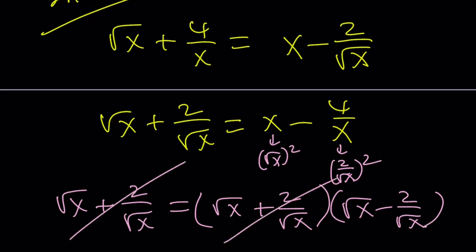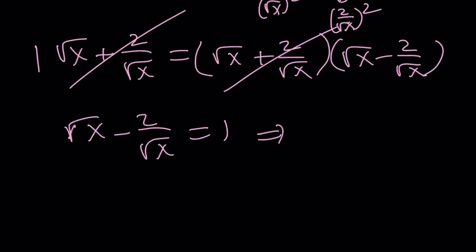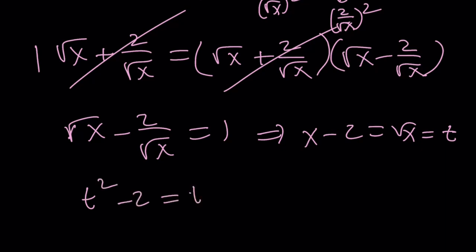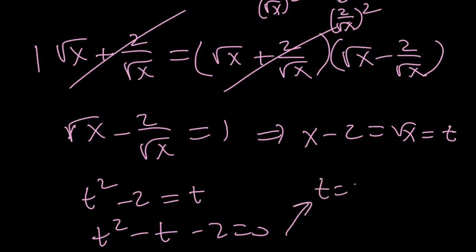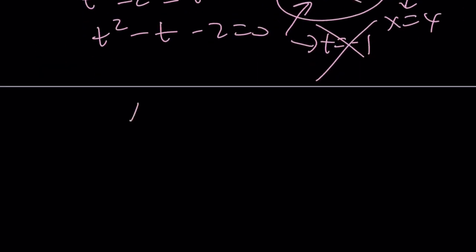These two cancel out, leaving us a 1. So square root of x minus 2 over square root of x equals 1. If you make a common denominator or whatever, you'll get x minus 2 equals square root of x. If you replace square root of x with t, you get t squared minus 2 equals t. t squared minus t minus 2 equals 0. From here, t equals 2 or t equals negative 1. But t is positive, so this doesn't work. t equals 2 indicates x equals 4, and that just means x squared minus 5x is equal to negative 4.